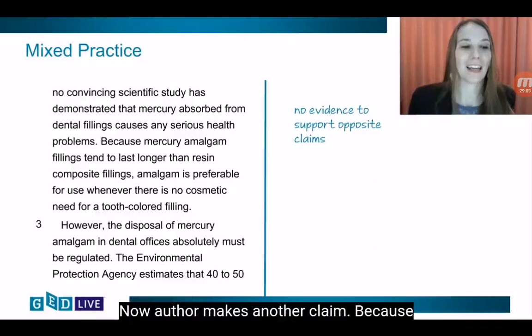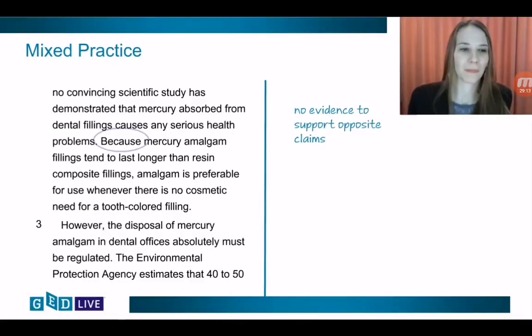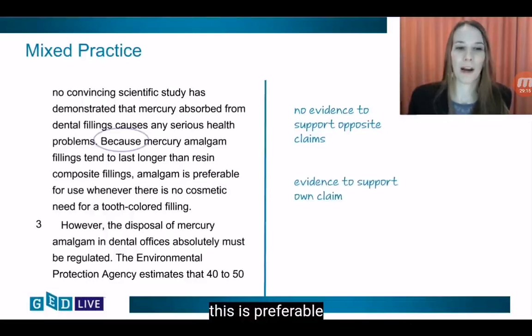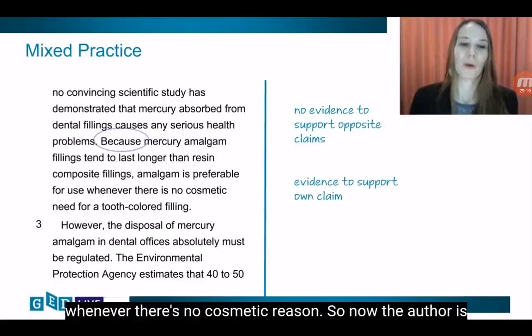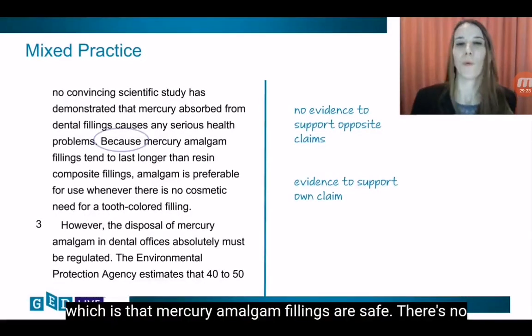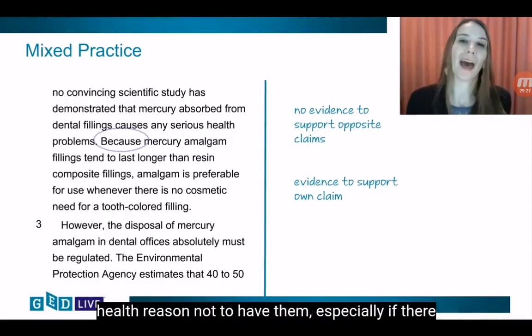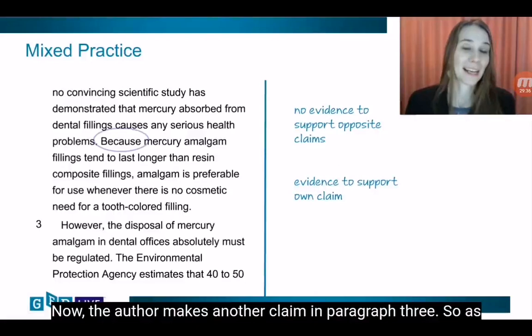Now the author makes another claim. Because these fillings last longer, this is preferable whenever there's no cosmetic reason. So now the author is providing evidence to support his or her claim here, which is that mercury amalgam fillings are safe. There's no health reason not to have them, especially if there is no cosmetic reason to have something else. Now, the author makes another claim in paragraph 3.